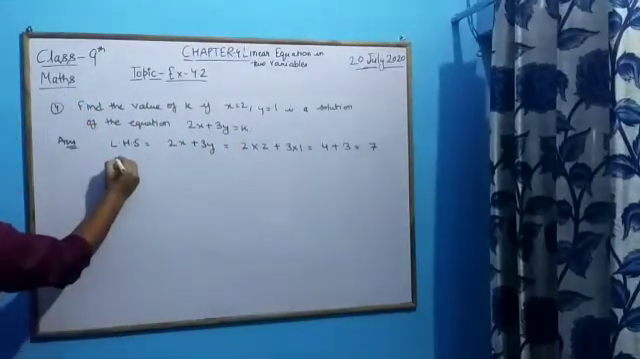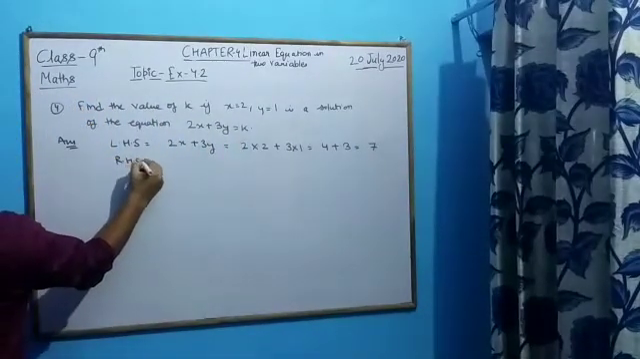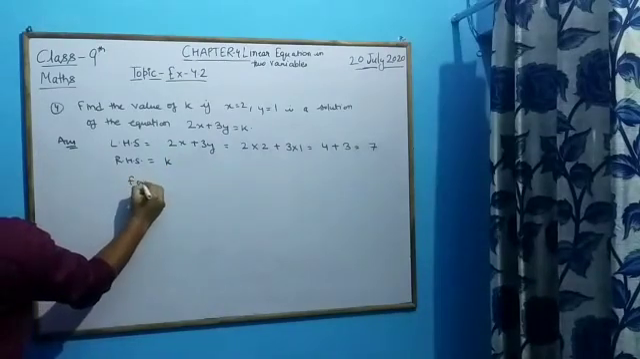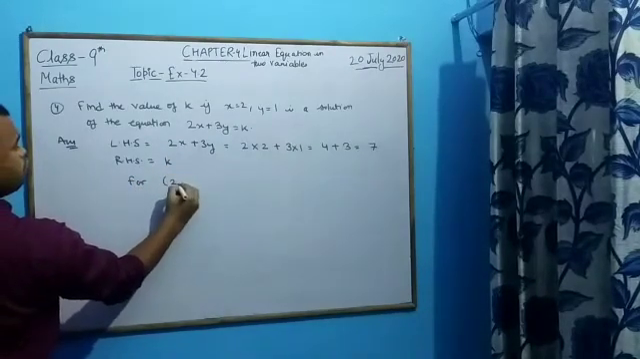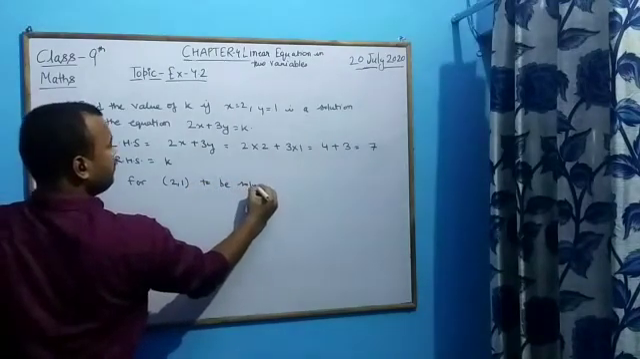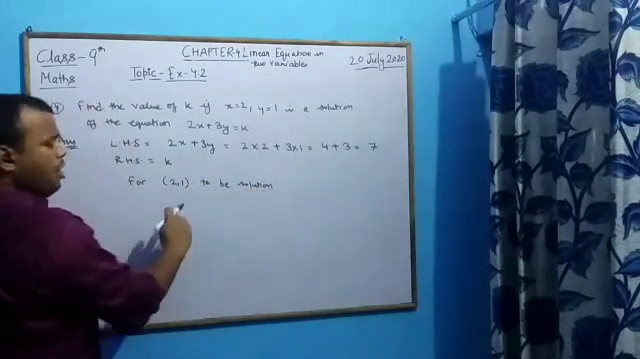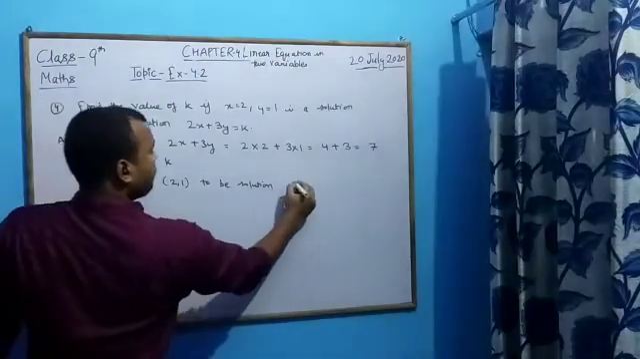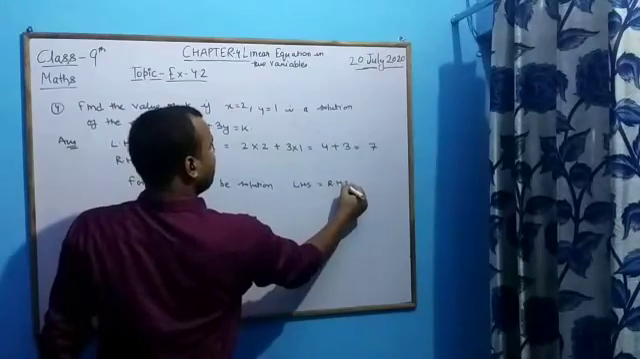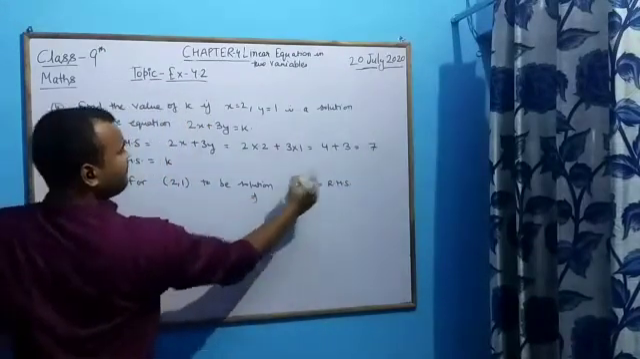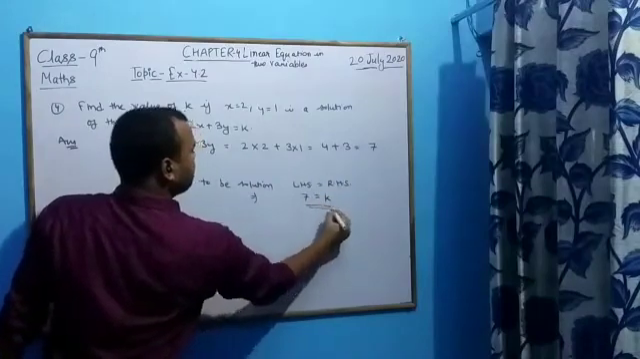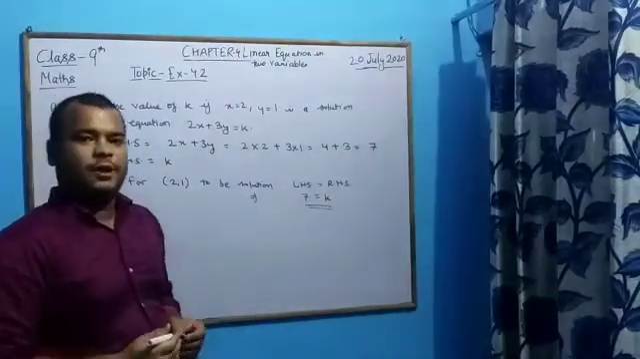And what is right hand side? Right hand side is k. For 2 comma 1 to be a solution, the left hand side should be equal to right hand side. What is left hand side? It is 7, and what is right hand side? It is k. So the value of k is 7.